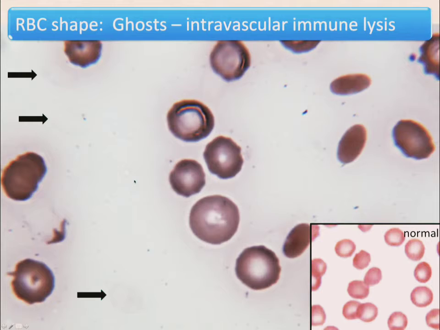Complement that's been activated by the immune system into the membrane attack complex has punched holes in the membranes of these red cells, causing the contents to leak out into the bloodstream. And this has happened within the vasculature. So this is an example. When we see ghosts, we conclude that there is intravascular immune-mediated hemolysis going on. Also, for grins, I'll point out the schistocyte that's down here as well.